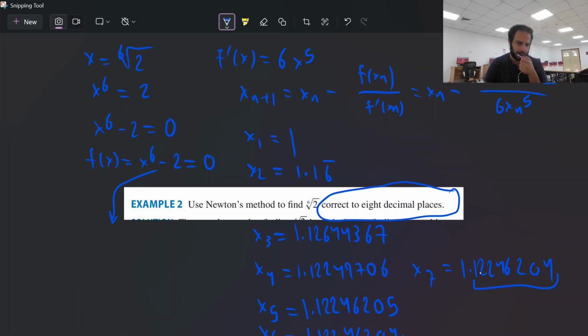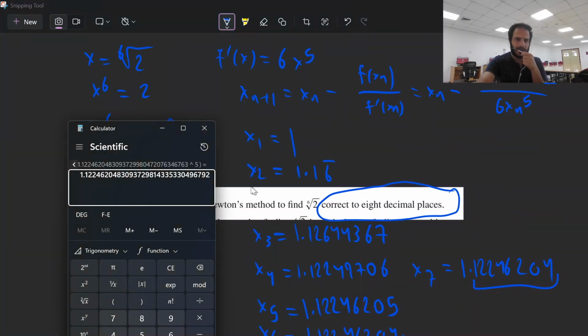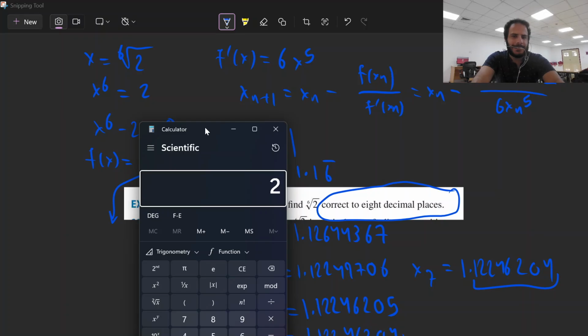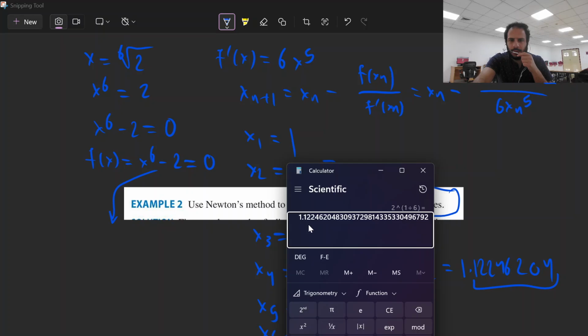If you want correct to more digits, you find x8, x9, as you like. You decide how much you want. But now let's find the exact result using the calculator to see that these are really correct. So 2 to the power 1 divided by 6. See? 1.12246204. So it's correct. Even if I write more digits, it was correct when I found x7. I think we had also 8, but I didn't write it because we want just 8 decimal places.